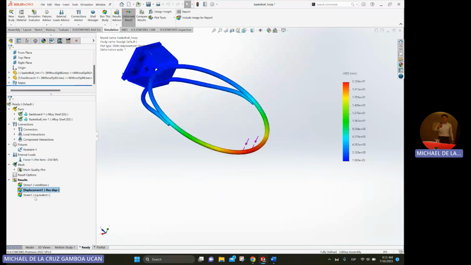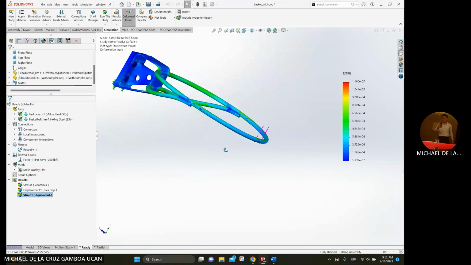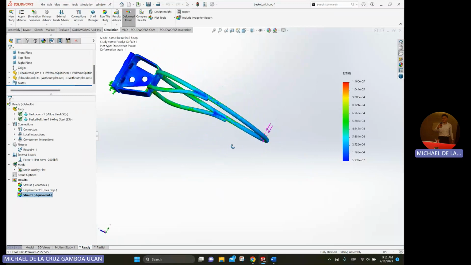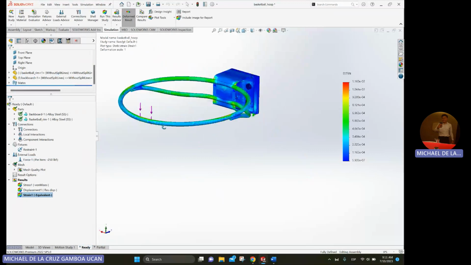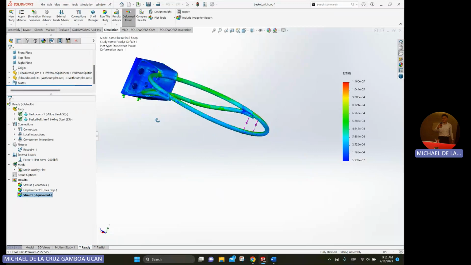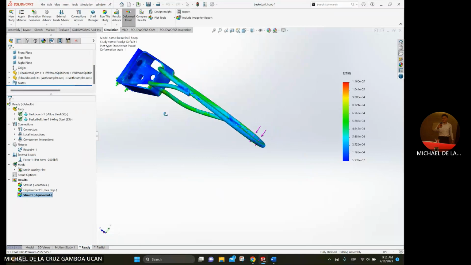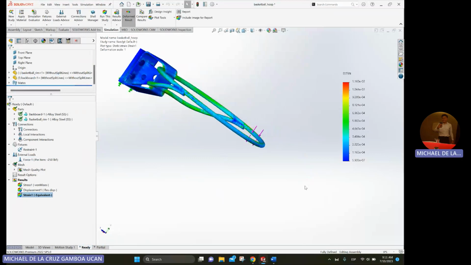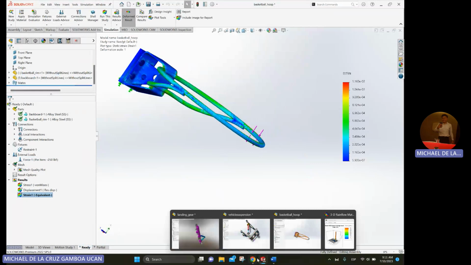And in the last graphic, we can see a strain equivalent. Almost all of the piece is color blue or color green. It's okay. And these are the 3 tutorials we can observe.